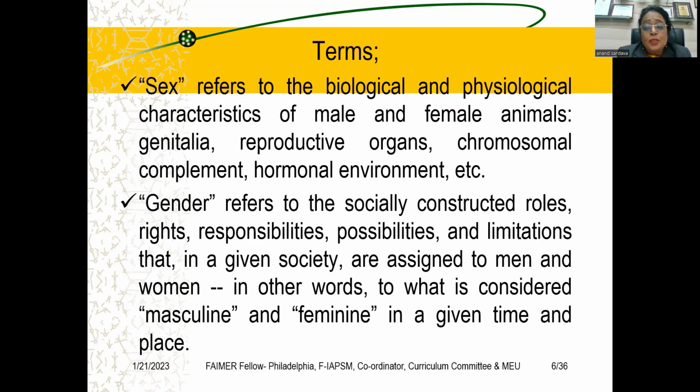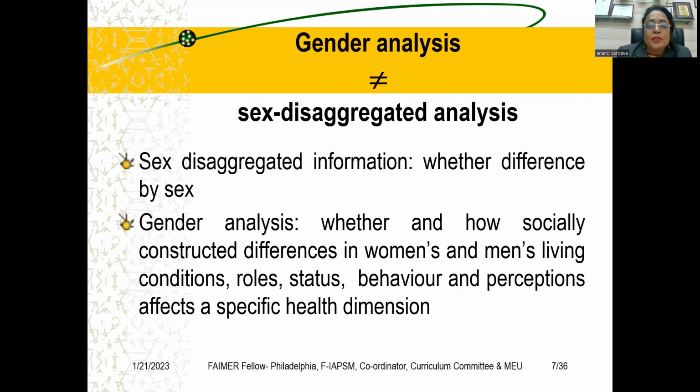Gender refers to the socially constructed roles, rights, responsibilities, possibilities, and limitations that in a given society are assigned to men and women. In other words, what is considered masculine or feminine in a given time or place. So the biological part refers to sex, and all other things are related to gender. When we talk of gender, we talk of feminine and masculine, and if we talk of biology, we talk of the male and female sex. So this was just a review.